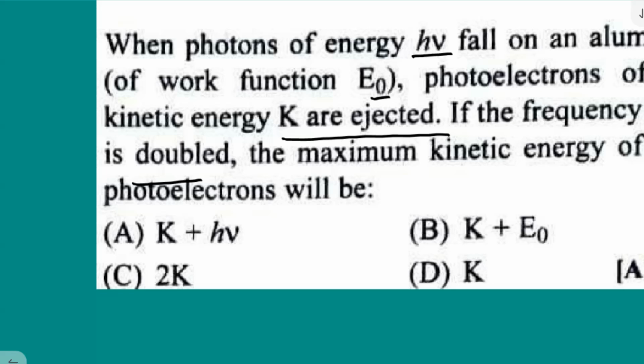So for the second case, when we double the frequency, let us call it Ke dash, it becomes 2h nu minus E naught. The work function here is E naught, and its value is not given, so let us keep it as it is. If I divide both of these, Ke dash by Ke will be equal to 2h nu minus E naught divided by h nu minus E naught.